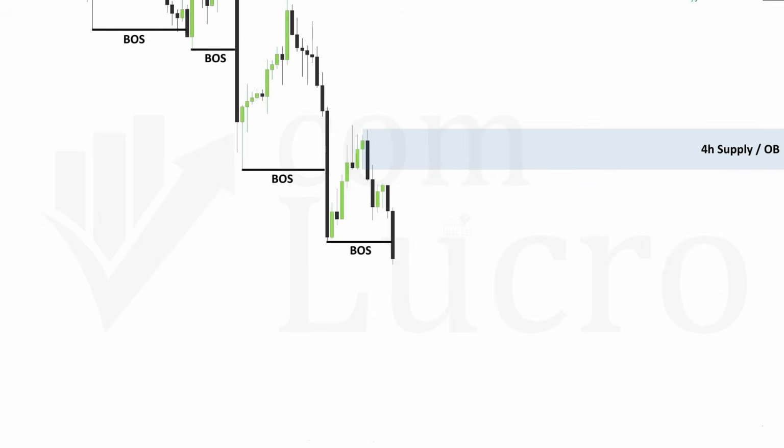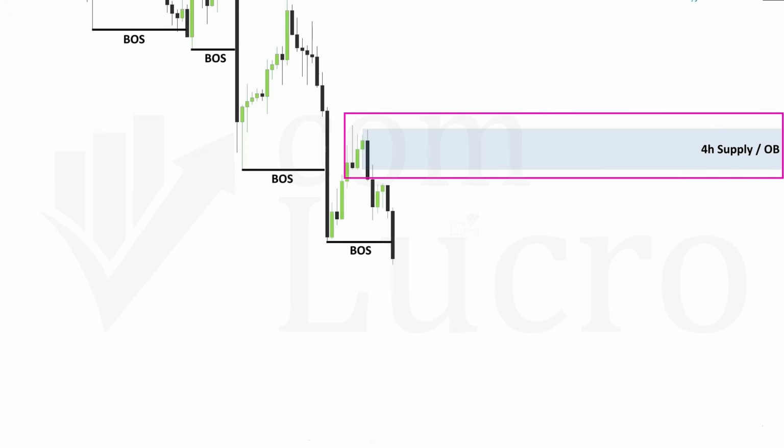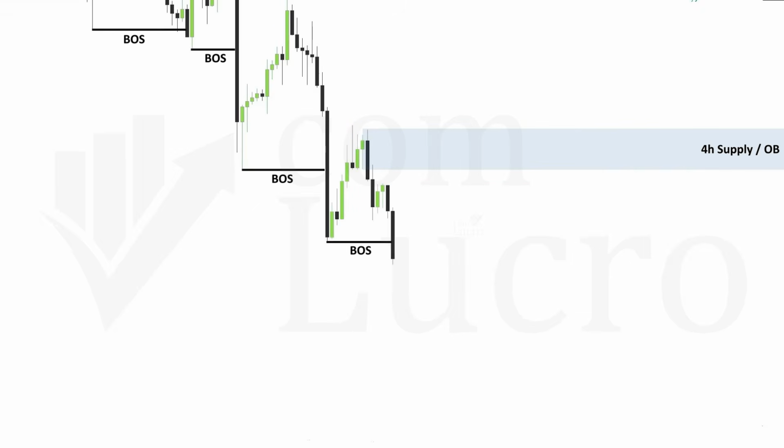The most recent bearish BOS is located right here, and at the origin of the move that created this BOS, we can see an unmitigated supply zone. So I am going to highlight this up-close candle as my supply area. This gives us a fresh, clean supply zone. And this is exactly where we want to focus because it is an ideal area to look for short opportunities if price pulls back into it.